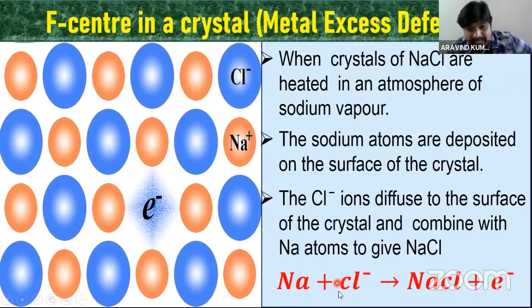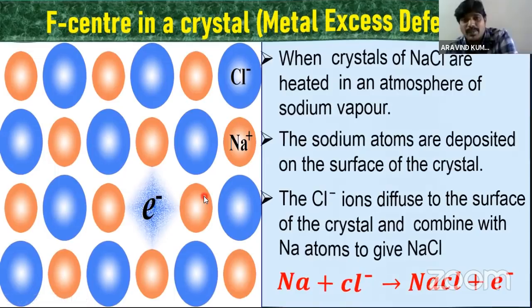Now Cl minus ions which are present in the crystal slowly move towards the surface where sodium atoms are present. Now sodium slowly loses its electron to form NaCl. The released electron, which is extra, slowly occupies the site, because Cl minus ions have started moving to the surface. Am I right, children? Once Cl minus ions move onto the surface, a Cl minus vacancy is there. Now the released electron will slowly come and occupy this particular site.